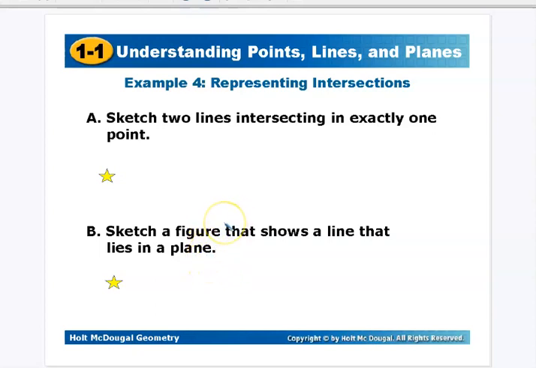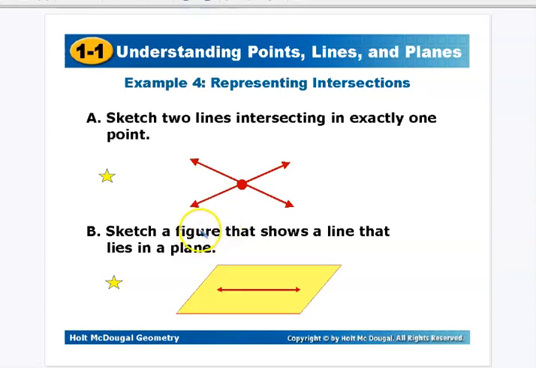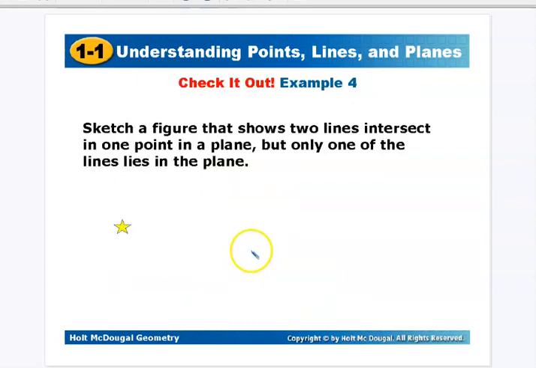For part A, here we have 2 lines intersecting, easy enough. Here's a plane that has a line that exists on it. Really you're just kind of drawing a diamond to illustrate a plane. Now, sketch a figure that shows 2 lines intersect in 1 point in a plane, but only one of the lines is in the plane.